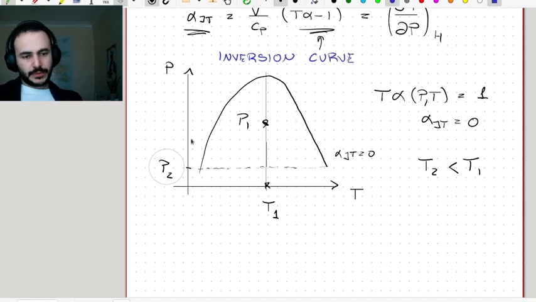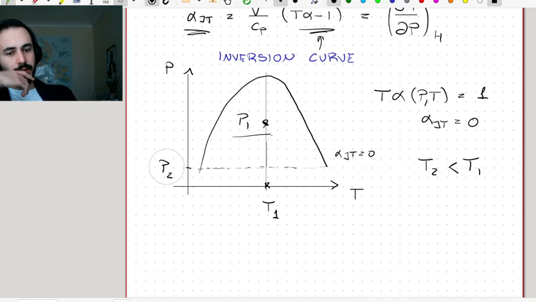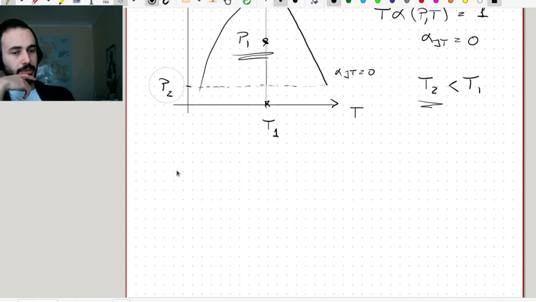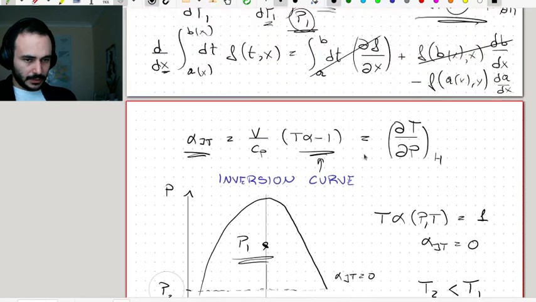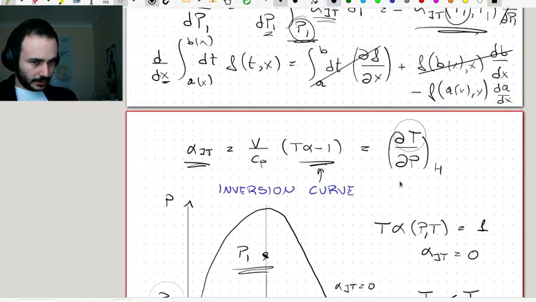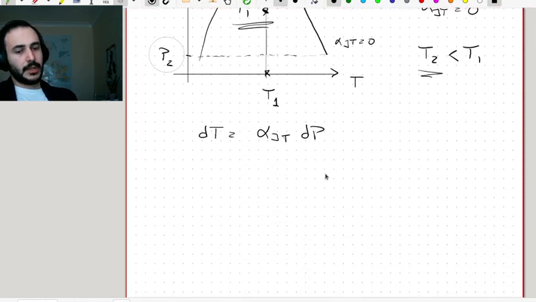And the question we have now is how to choose the pressure so that the final temperature is as low as possible. Okay, so if you remember again what the coefficient is, if you are in this kind of isenthalpic process, what happens is that dT equals alpha_JT dP. Why? Because alpha is the partial derivative of T with respect to P. So it's this ratio of dT by dP. And I can write it like this if I want for an isenthalpic process.